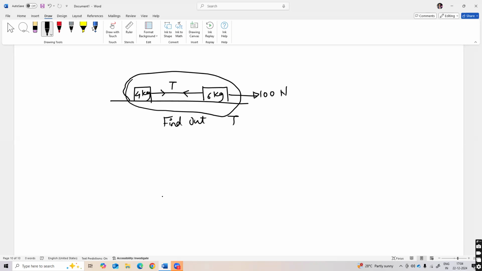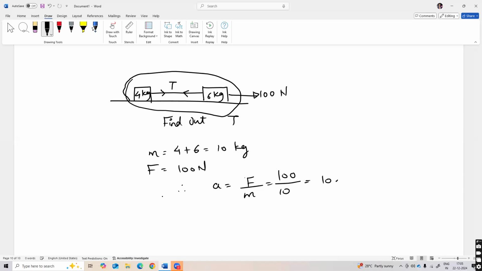If we find out the net mass, it is equal to 4 plus 6. So net mass in this case is m1 plus m2, that is 4 plus 6, equal to 10 kg. Net force in this system is 100 Newton. Therefore acceleration of this system is force upon mass, because F equals ma. So acceleration is 10 meter per second square. Both the masses are moving with acceleration 10 meter per second square.